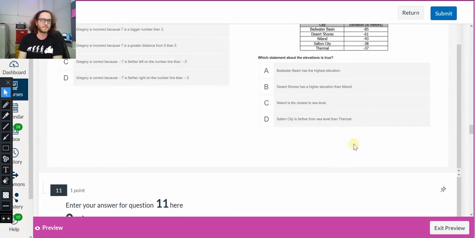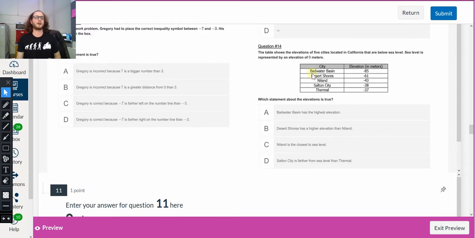My mistake. Number 14. This one, it tells us, of course, we've talked about this. Sea level is represented by an elevation of 0. We've been over that. Which statement is true about these cities' elevations then? Badwater Basin has the highest? No, that is in the negatives, negative 85. That's actually the lowest. Desert Shores is higher than Nyland. So Nyland is at negative 43. Desert Shores is lower. It's all the way down at negative 61.